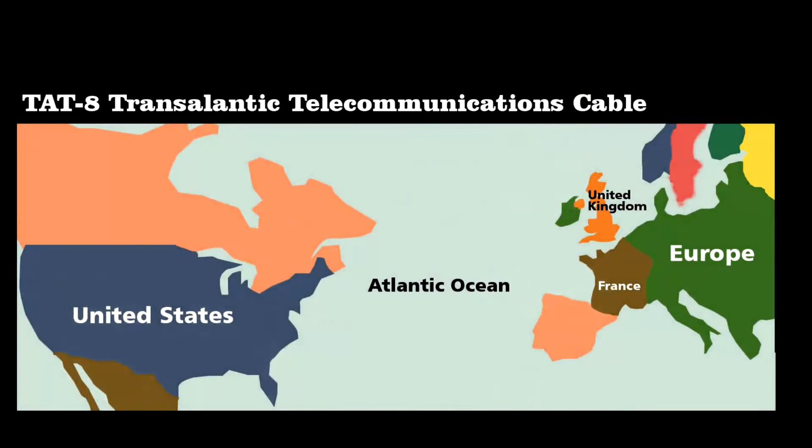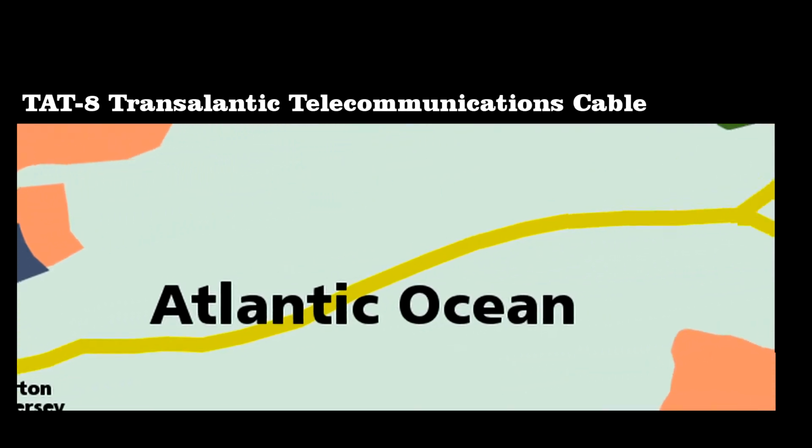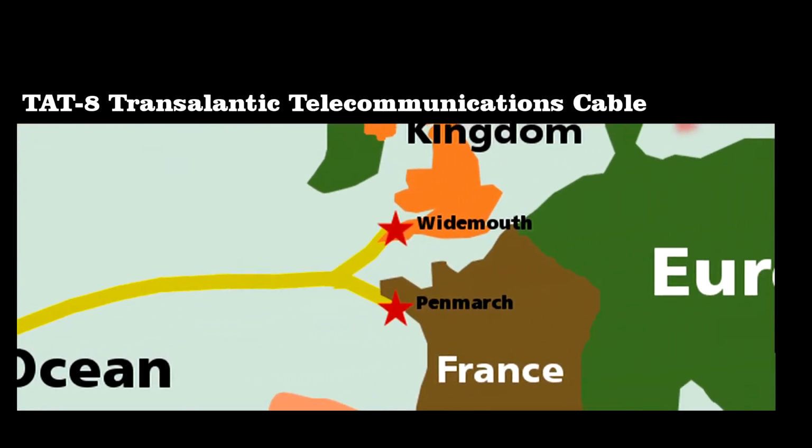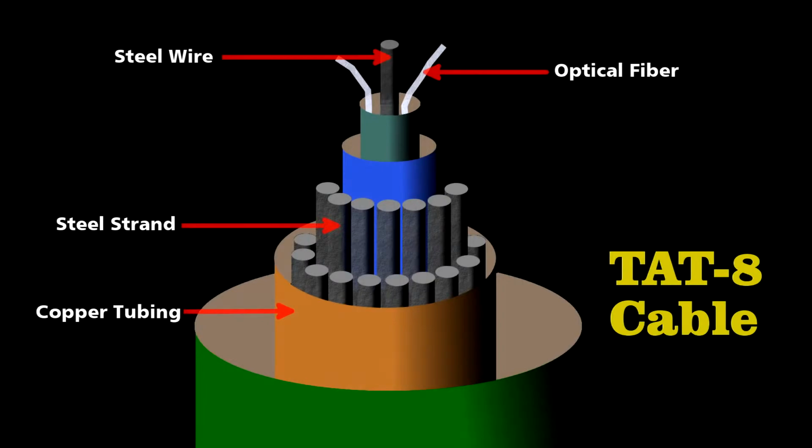One of the greatest engineering achievements was the first ocean-spanning fiber optic cable. Called TAT-8, it extended from Tuckerton, New Jersey, following the ocean floor over 3,500 miles until branching out to Whitmuth, England, and Ponmarsh, France. Engineers designed the cable carefully to survive on the ocean floor.